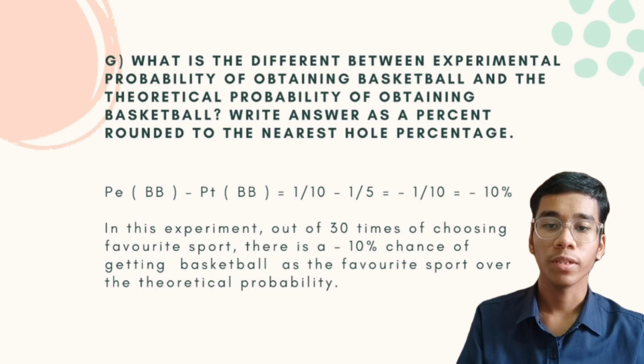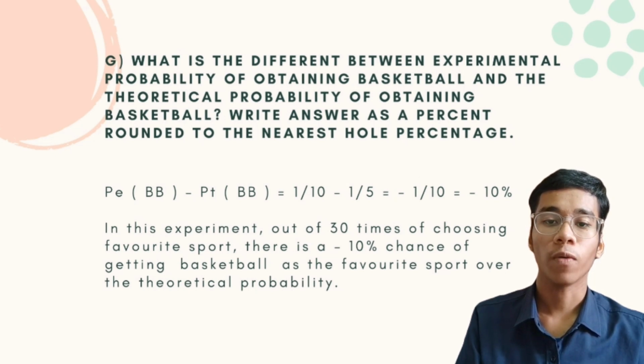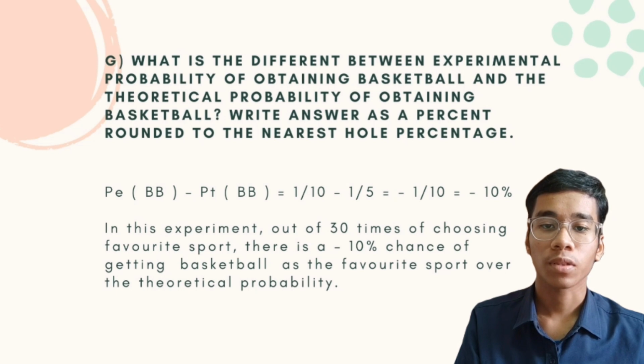What is the difference between the experimental probability of obtaining basketball and the theoretical probability of obtaining basketball? Write the answer as a percent rounded to the nearest whole percentage. And we get probability experimental basketball minus probability theoretical basketball, and we get 1 over 10 minus 1 over 5, and we get negative 1 over 10. Therefore, the answer is negative 10%. In this experiment, out of 30 times of choosing favorite sport, there is a negative 10% chance of getting basketball as the favorite sport over the theoretical probability.